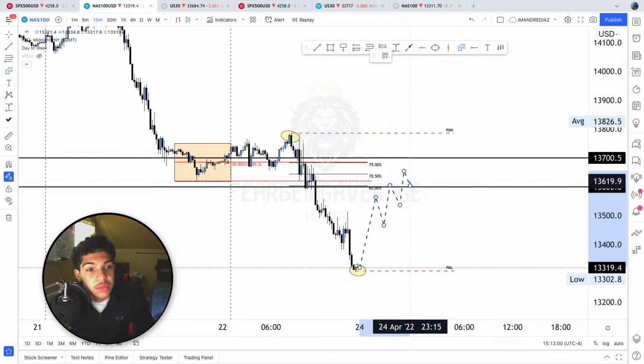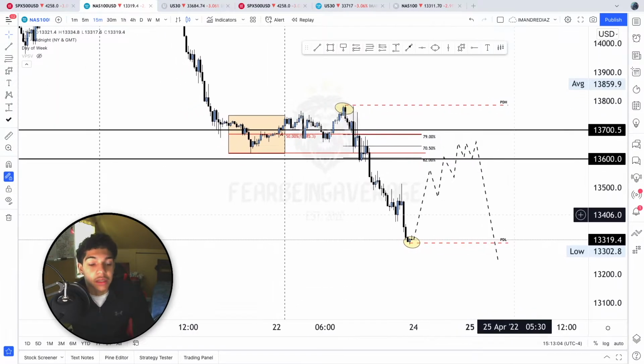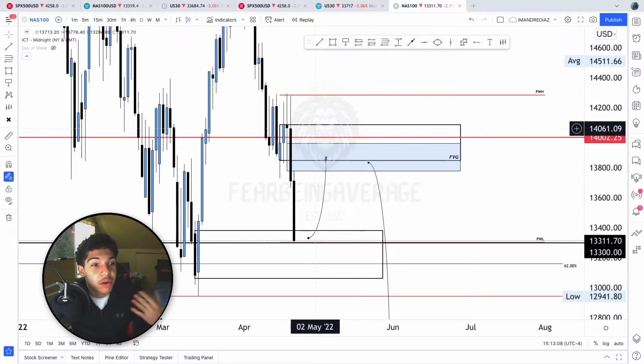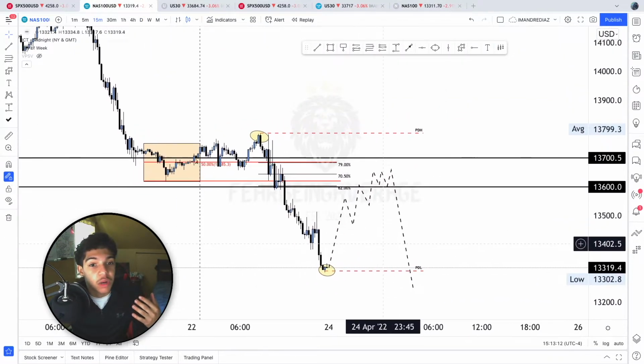Something potentially like this, maybe consolidate before eventually dropping lower, because based off the higher time frame, everything is bearish. So I'm just going to say I'm long-term bearish, short-term bullish. That's basically what I'm expecting right now.